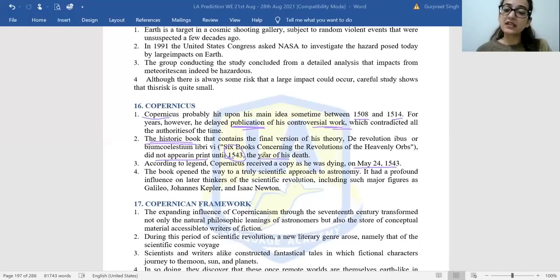This was just said the year of his death, and here they have more narrowed it down, saying that he received a copy as he was dying on this particular day. So talking about year and talking about day definitely makes day more narrower than year.